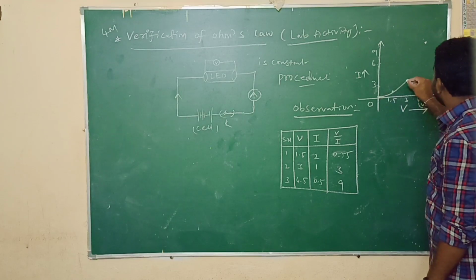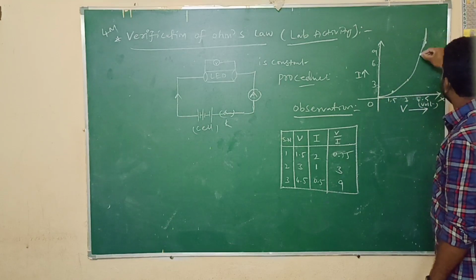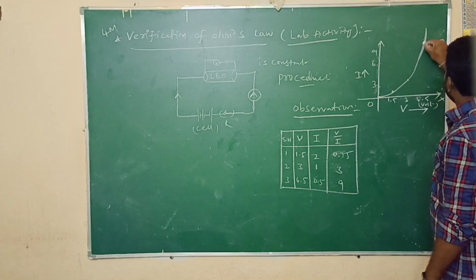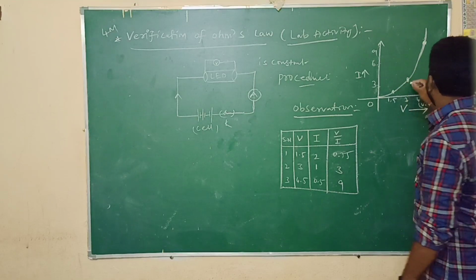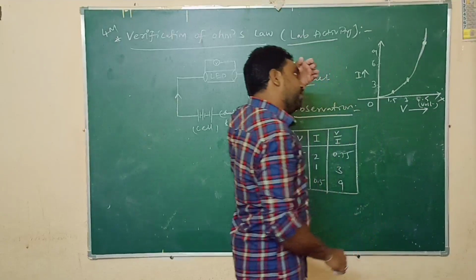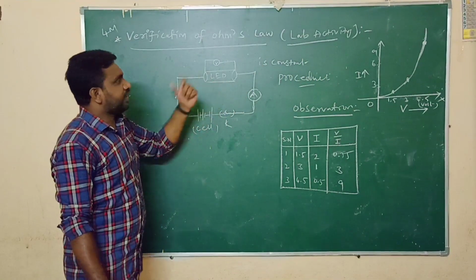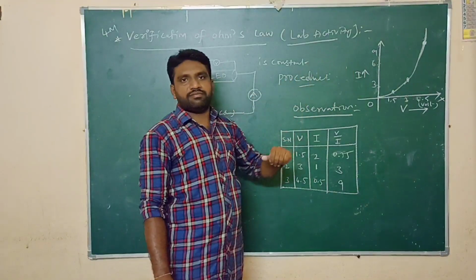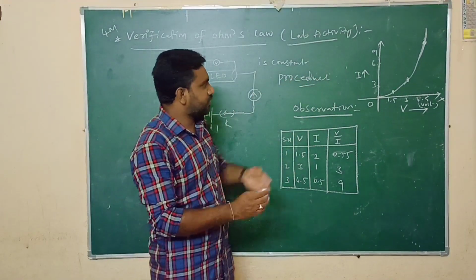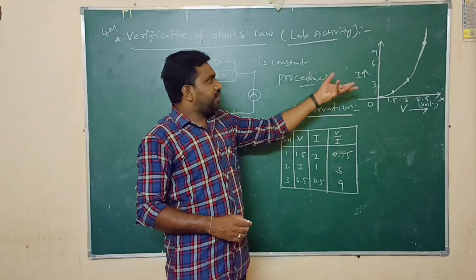So if we plot the graph by joining these points, we cannot get a straight line here. If we plot the graph between potential difference and current with an LED, we are unable to get a straight line. So what is the reason behind it? Why are we unable to get the straight line?